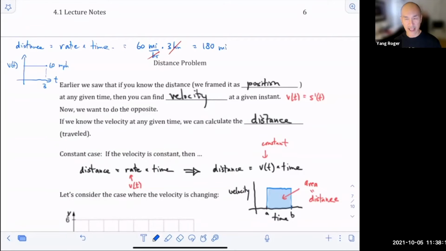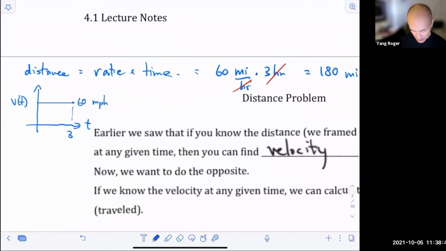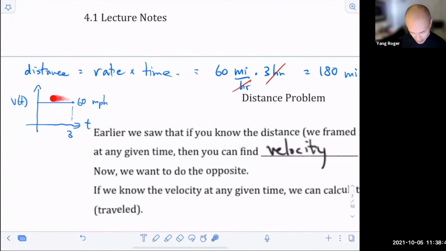So all this is saying is if you drove at a constant speed, then you just multiply the velocity times the time that you drove, and that's going to give you the total distance that you traveled. I hope this is common sense. This situation, though, is specific to the fact that the rate was constant.